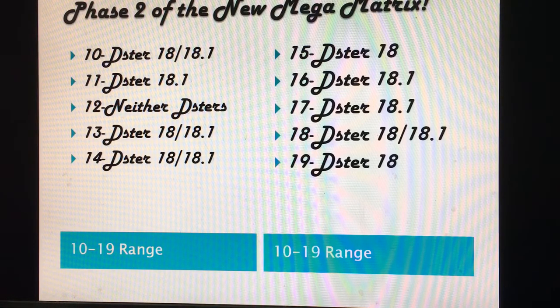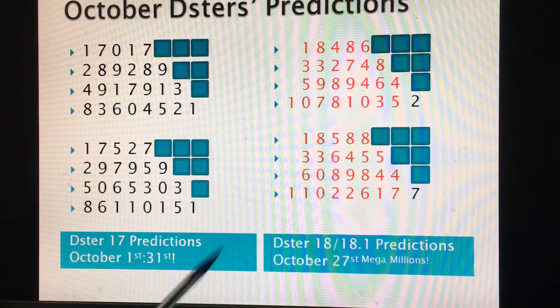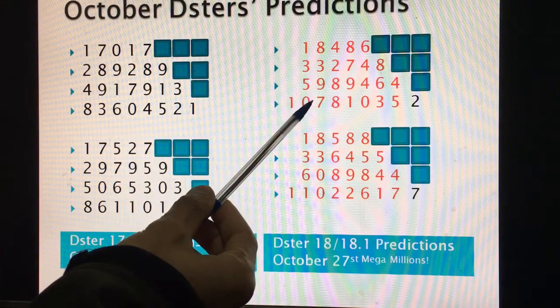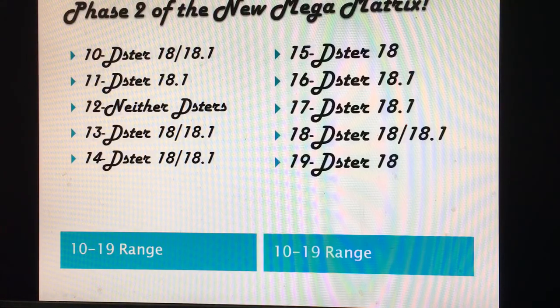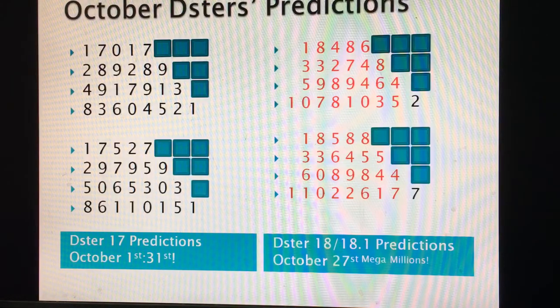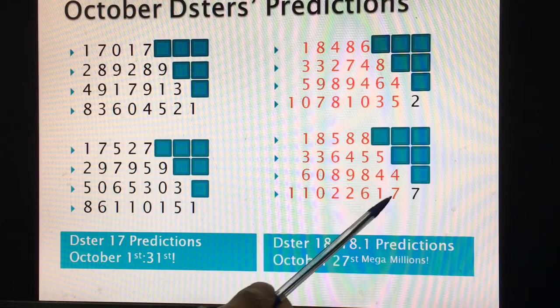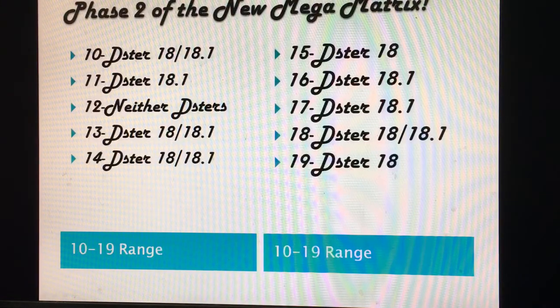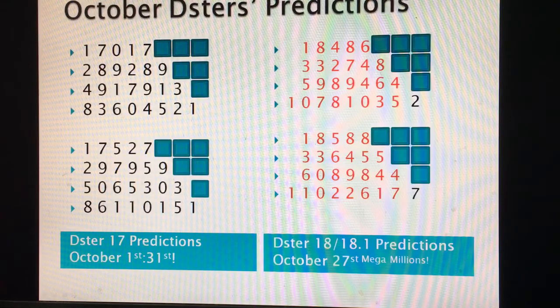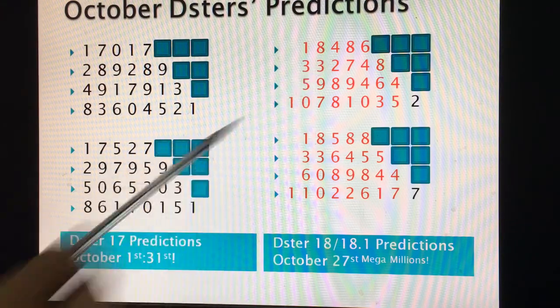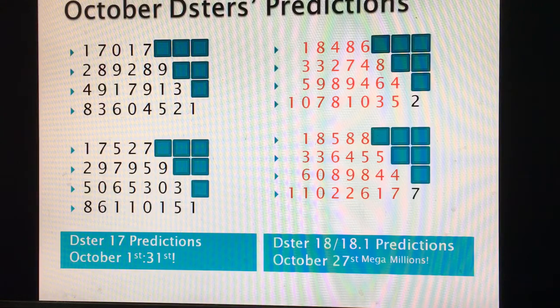15 is on D-Star 18, which is on line 3 and 4. 16 is on D-Star 18.1, which is on line 4. 17 is on D-Star 18.1, which is on line 4 also. And 18 is on both D-Stars. 18 is on the first line of both D-Stars. And 19 is on D-Star 18. So 19 is on D-Star 18 on line 3 and line 4.